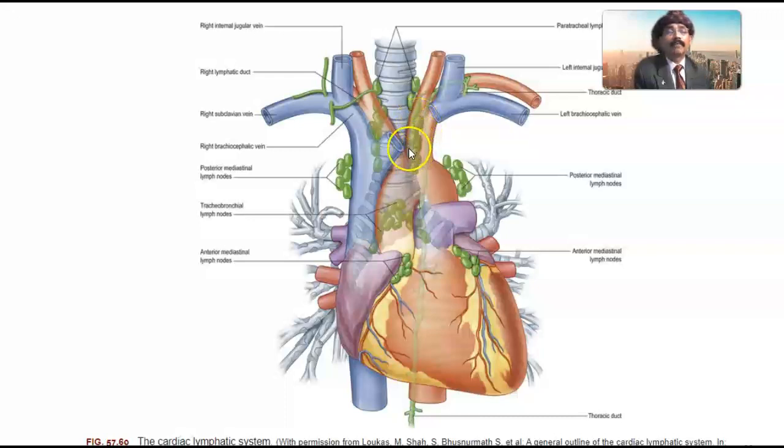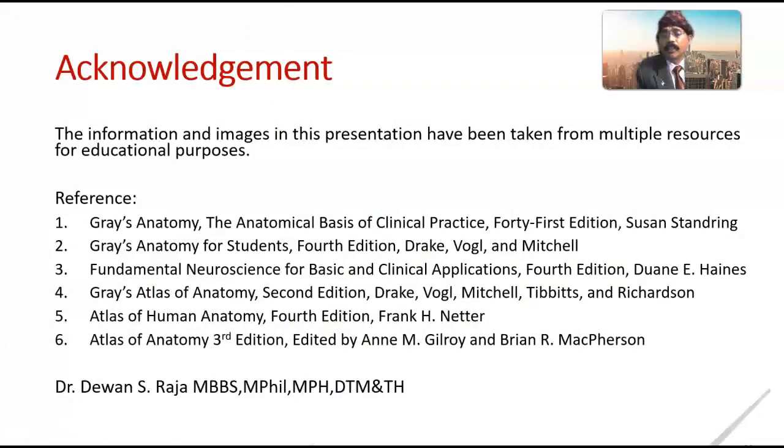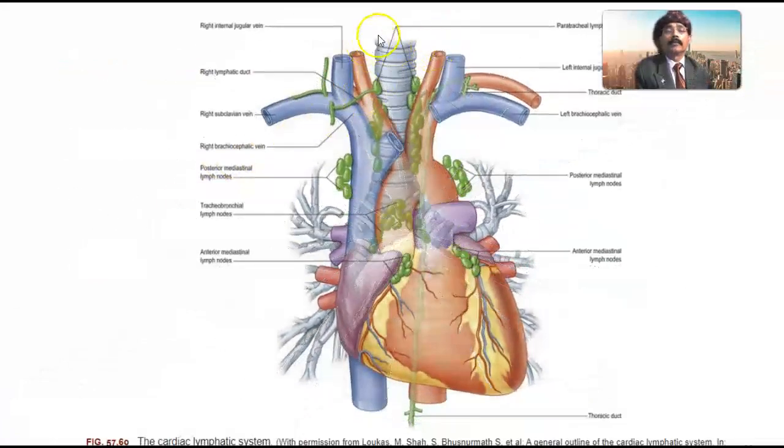This chain is the lymphatic drainage chain. On the right side, it opens into the junction between the right internal jugular vein and right subclavian vein. This is the right lymphatic duct, but most of the lymph goes on the left side. Here, the junction between the left internal jugular vein and left subclavian vein.